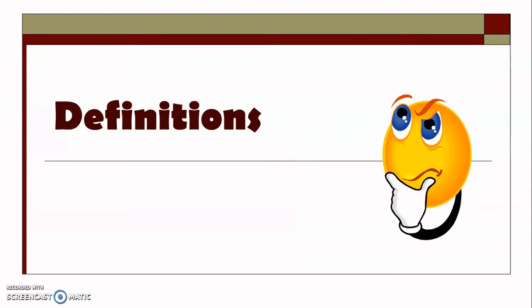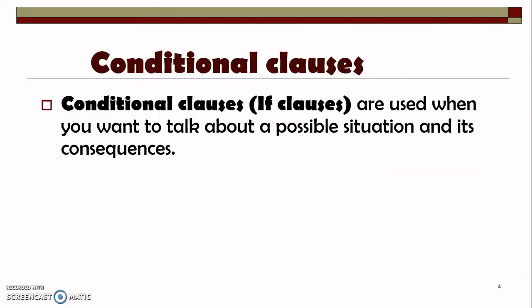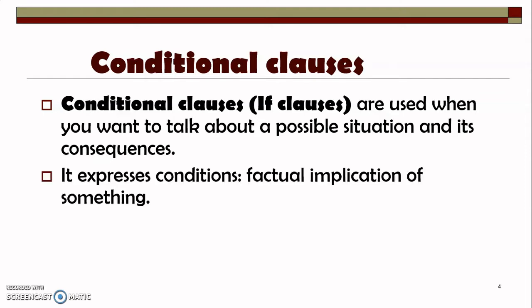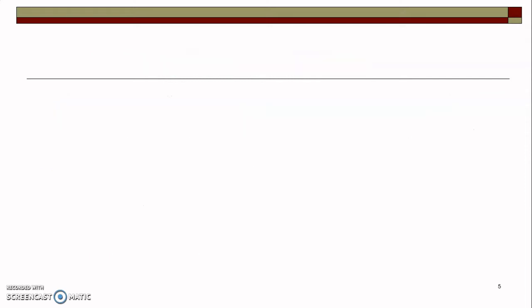First, we are going to talk about the definitions. Let's start with conditional clauses. Conditional clauses are sometimes called if clauses, and they are used when you want to talk about a possible situation and its consequence. So they express conditions or factual implications of something. Conditional sentences are statements discussing known factors or hypothetical situations and their consequences.